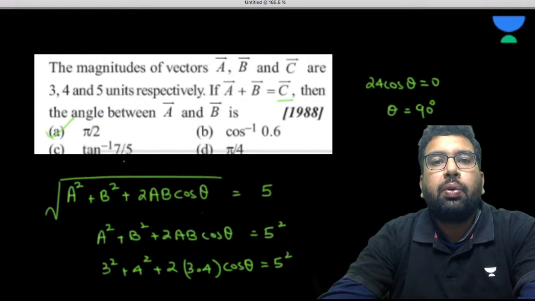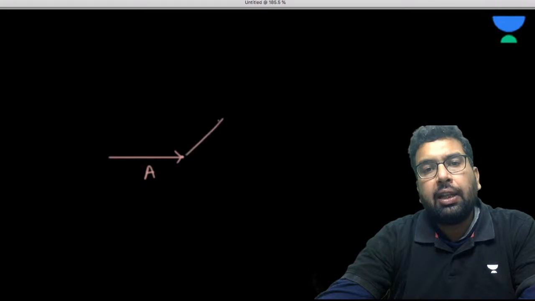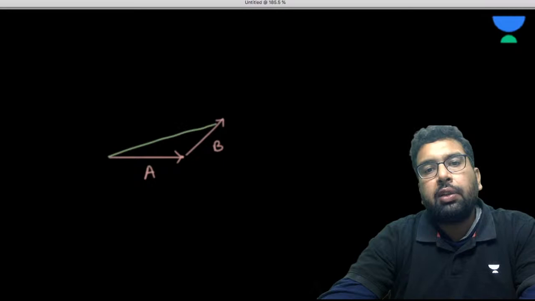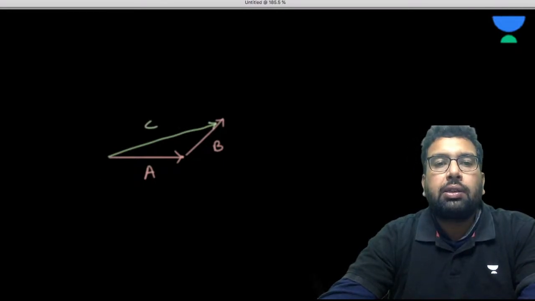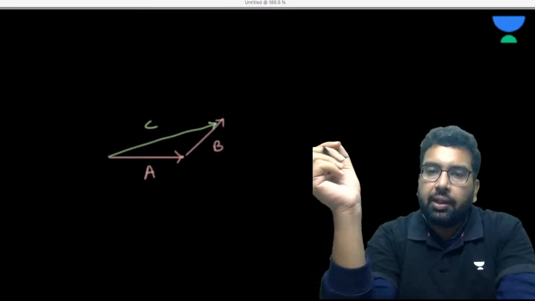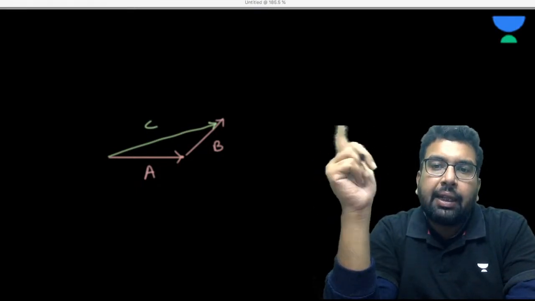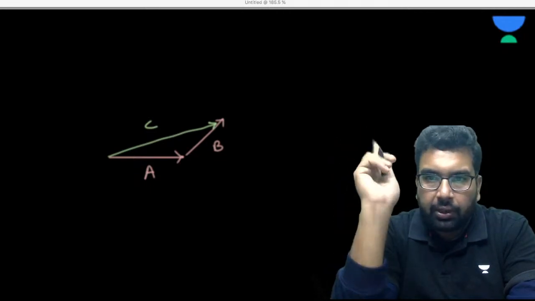So the magnitudes of A, B, and C. If this is your A vector, and this is your B vector, let's suppose, now this is going to be the resultant of it, that is the C vector, isn't it? Two vectors are given by two sides of the triangle taken in the same order, right? So A and B are those, then the resultant is given by the third side in the opposite order. This is how you have to do it.